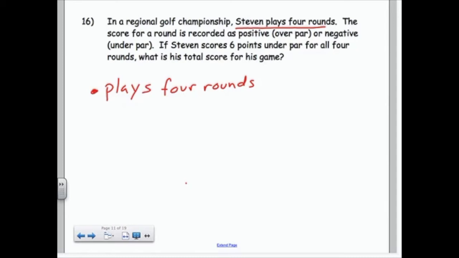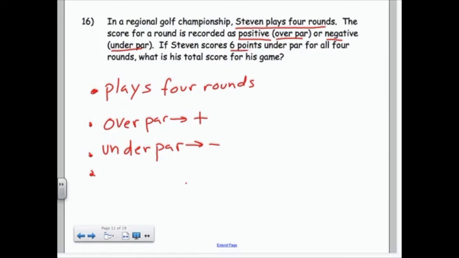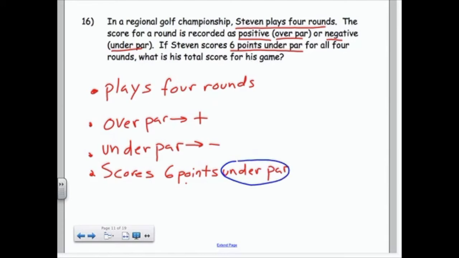So from there, this is where I was talking about before. No numbers, but we should write it down. It's telling you here that if the number is positive, it's over par. So I'm going to write over par means positive. And then over here, it's saying under par means negative. Now I can go ahead and continue just looking at the number and writing what it represents. So then, of course, the last bullet is asking if Stephen scores 6 points under par. So he scores 6 points under par for all 4 rounds. What is his total score for the game? Under par means negative. So in my last bullet, what they're trying to tell you without saying it is that 6 is really negative 6.